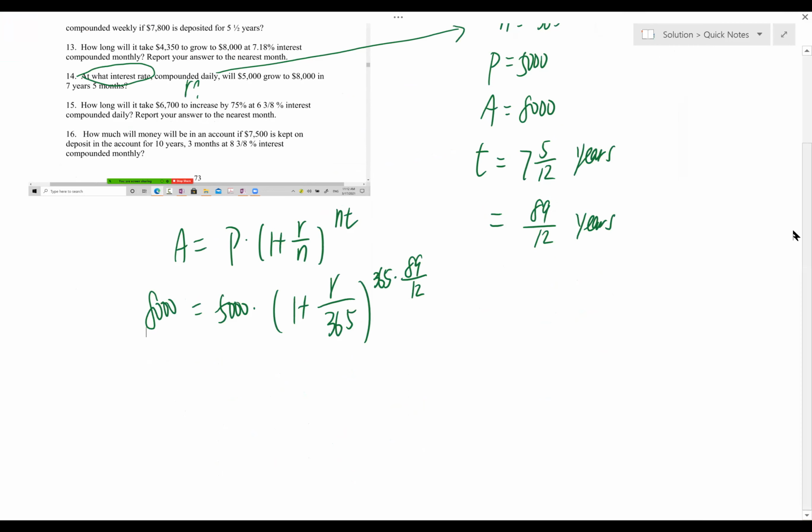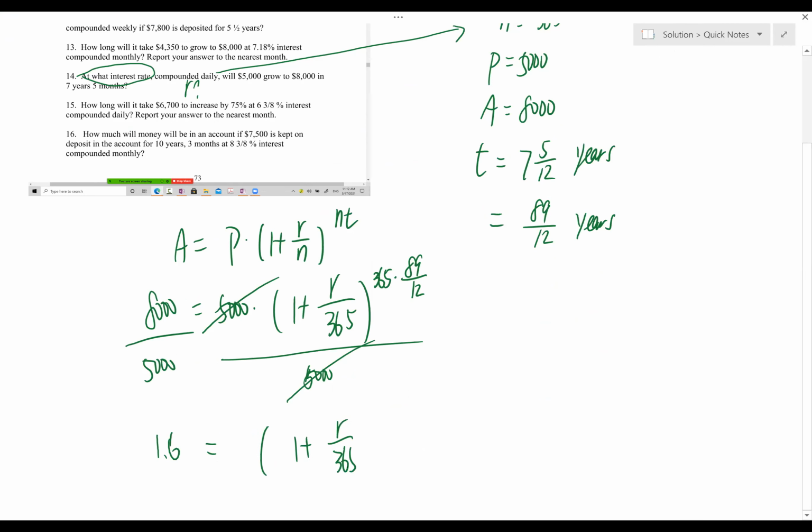All right, so first of all, we're dividing 5,000 from both sides of the equation. So we cancel 5,000 on the right. And 8,000 divided by 5,000, you can divide that, it's 1.6. That's where I'm running the answer, right, like that. 1 plus r over 365.